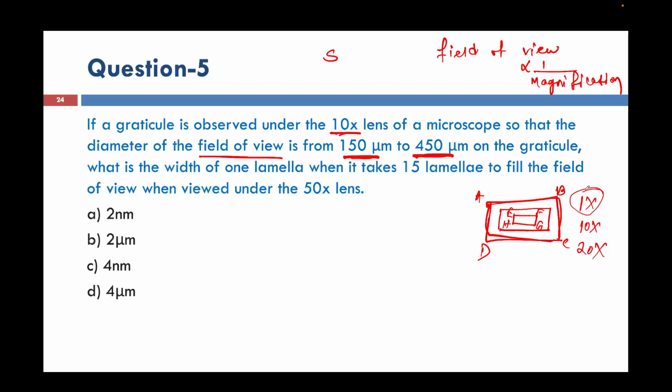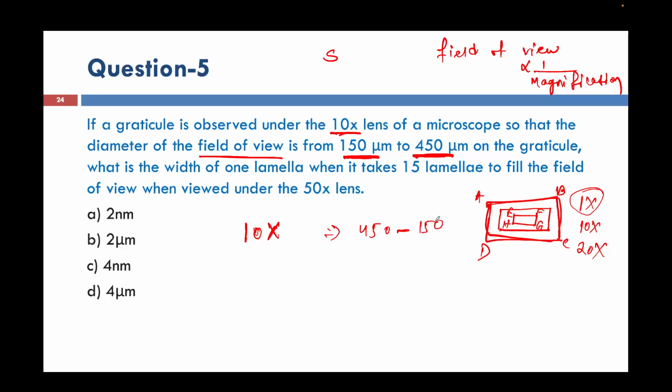So here the question is, if my field of view changes from 150 micron to 450 micron, that means how much my field of view changes when I use this magnification, my field of view is changing from 450 to 150.